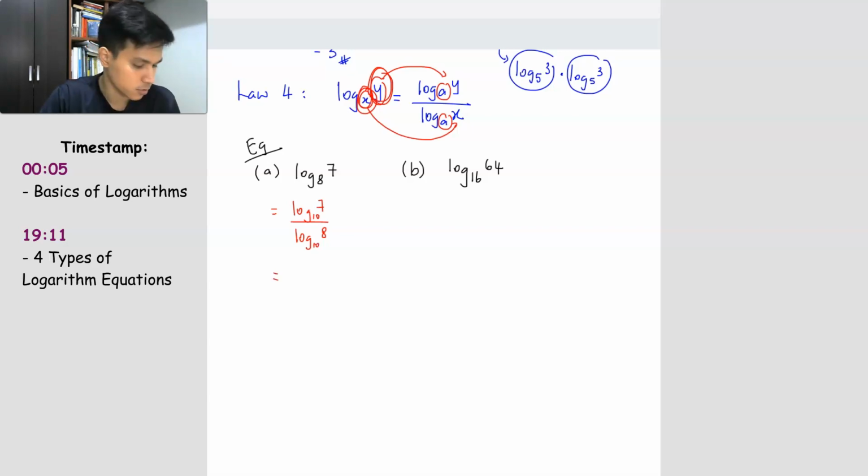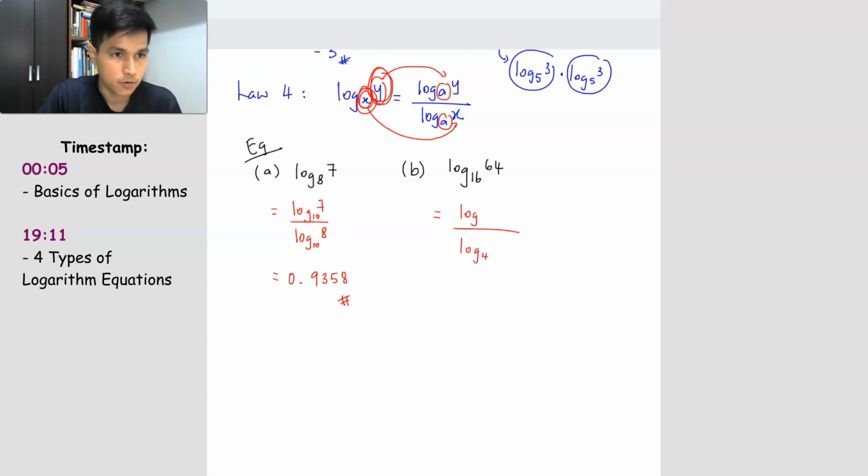So you'll get your answer. Actually, you can use your calculator and you will get 0.9358. Now let's look at B. So 16 and 64, they have something in common, right? You can change them to become base 4 or base 2. I'll change to base 4. So base 4 means we can change 64 to base 4, right?